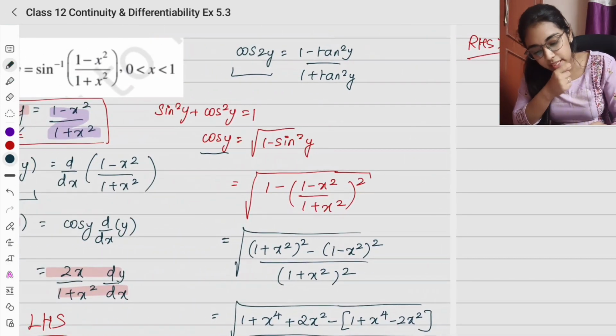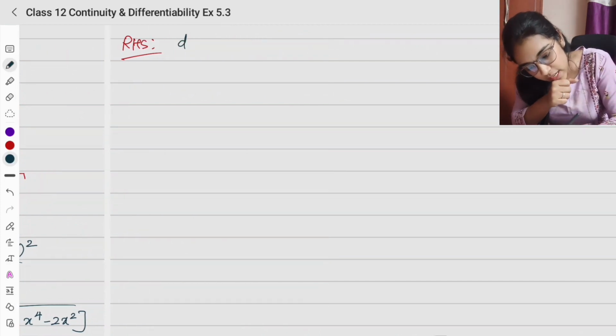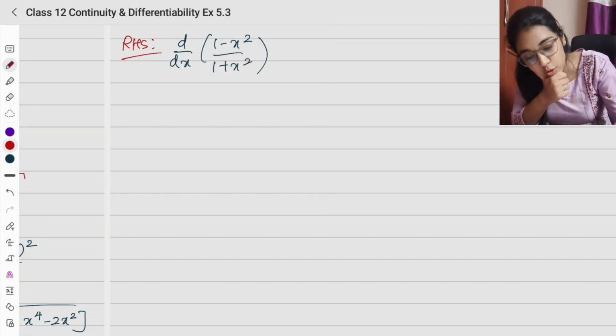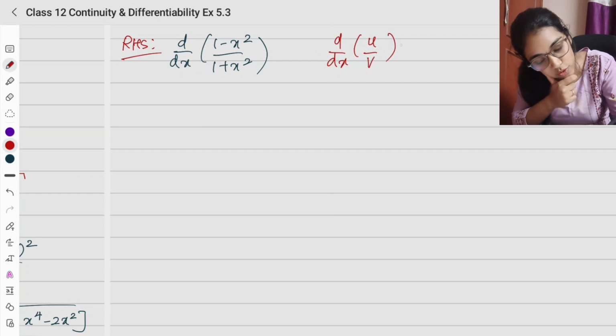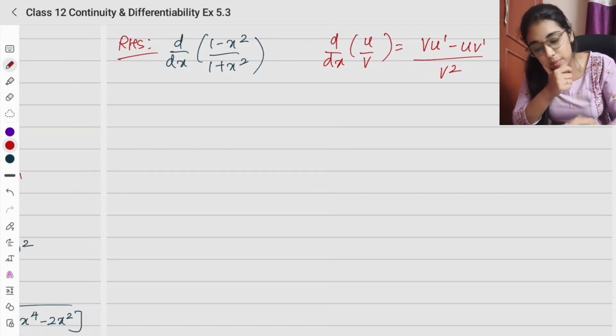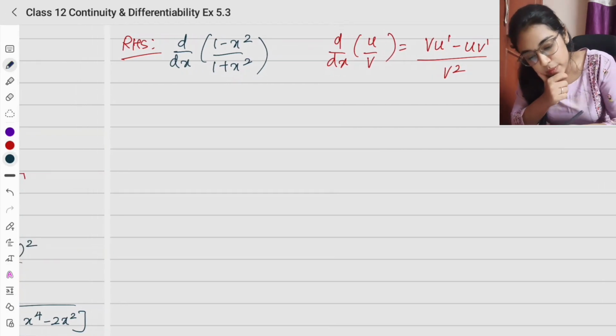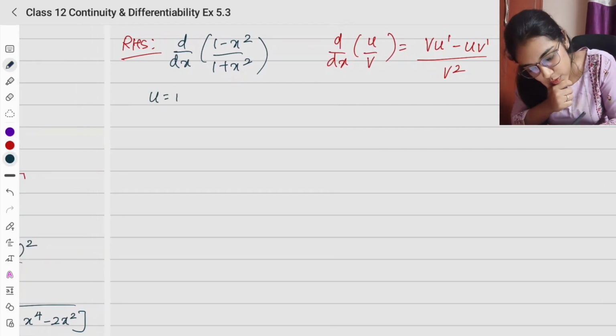d by dx of 1 minus x square divided by 1 plus x square. How do we find this? You know that d by dx of u divided by v, the division rule, is v u dash minus u v dash, the whole divided by v square. Do you know the formula? Applying this, what will happen? What is my u first of all? u is equal to 1 minus x square. And v is 1 plus x square.